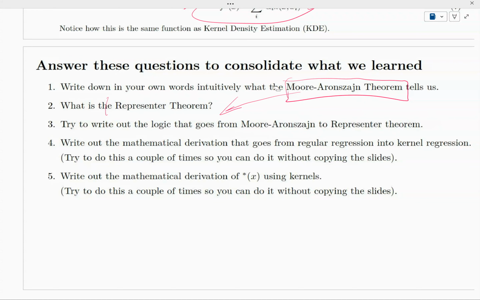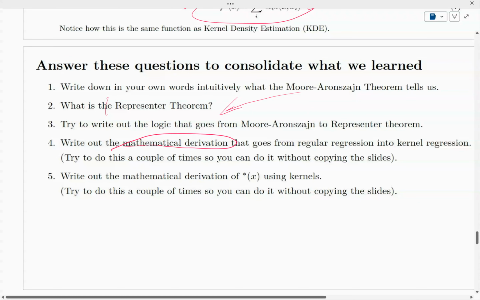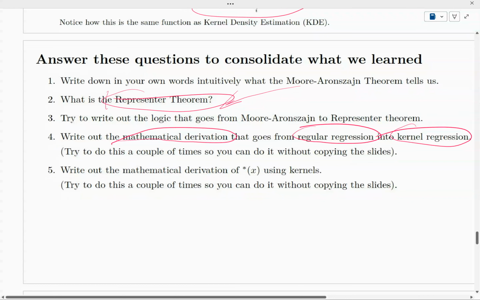Okay. Then I want you to write a mathematical derivation that goes from regular regression to kernel regression. So I want you to think very carefully about how regular regression works, and then how kernel regression works when the representer theorem is applied. And then think about how transforming your understanding to kernel regression allows you to gain infinite power. Okay. Try to do this without looking at the slide. Just try to go through the logic in your head slowly, and then write out the mathematical derivation of this using kernels.